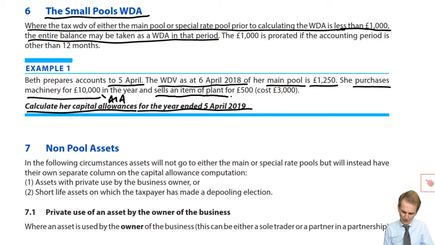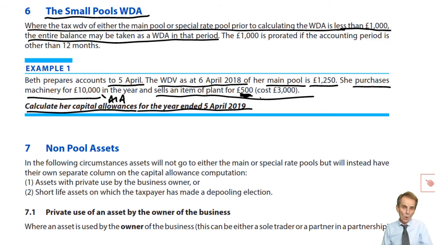She sells an item of plant for £500. Now, of course, they tell you what the individual cost of that was. It was £3,000. And again, not surprisingly, we're selling it for significantly less. So the figure to use in our CA computation is £500.